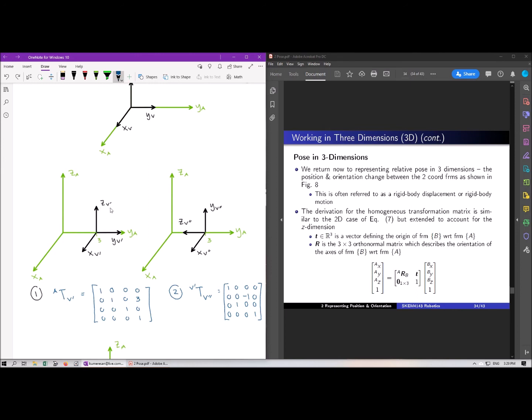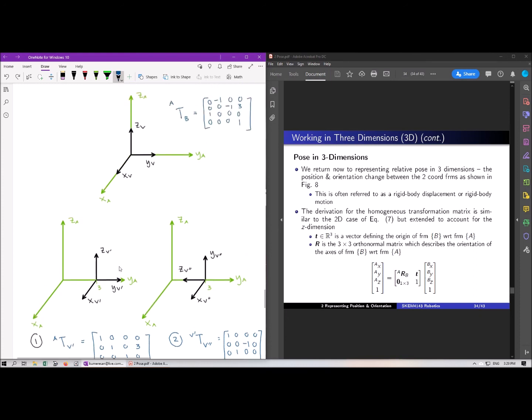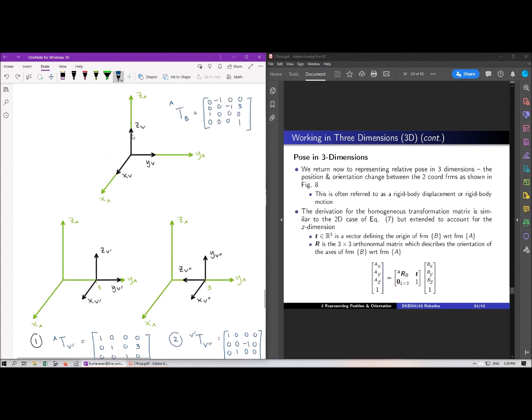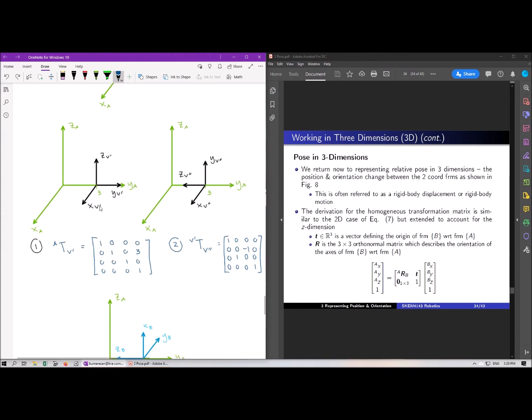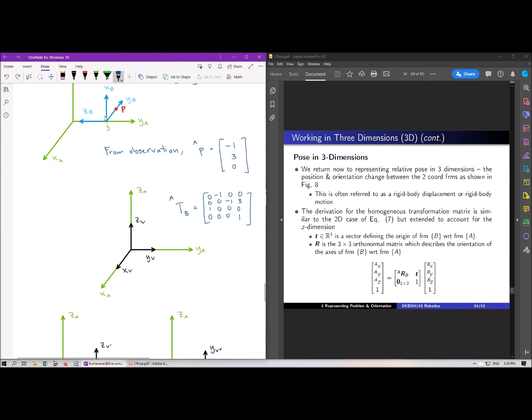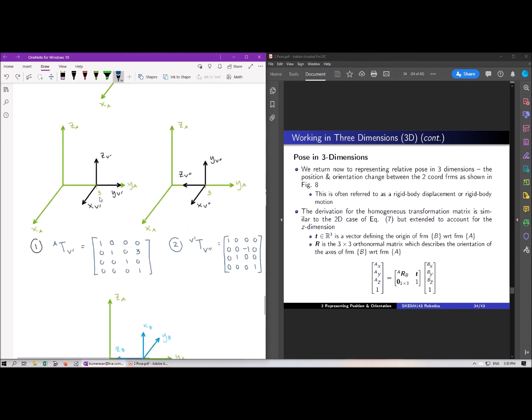So let's obtain the homogeneous transformation matrix, or the pose TV prime A. That means, what is the pose of this with respect to A, or with respect to V, right? You can use observation once again. But if you use observation, then you might as well use observation and solve everything. So maybe the reason why you're doing this is because you don't want to use observation. So let's look at the formula.